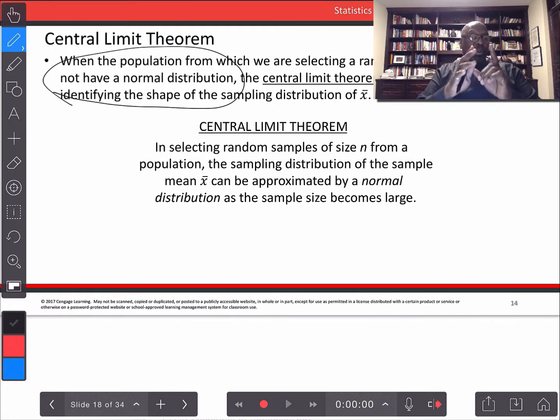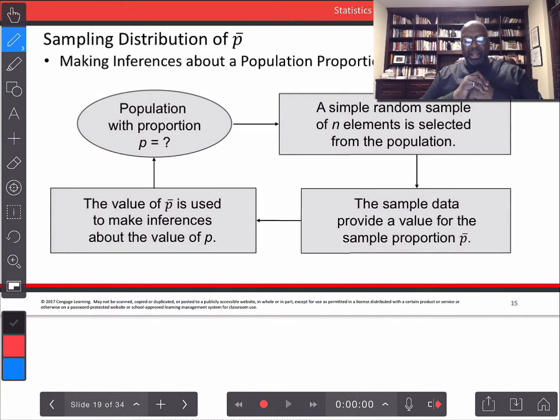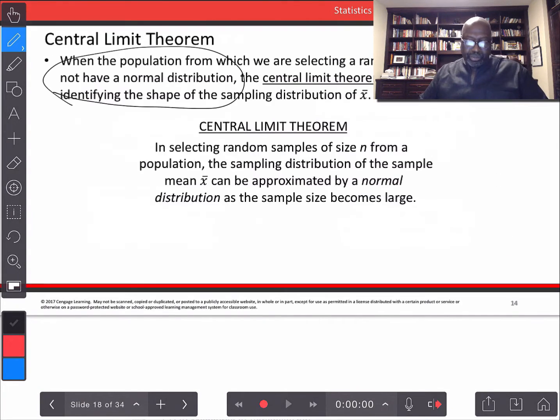When can we say that the sampling distribution is approximately normal? That's when n is greater than or equal to 30. And from there, we could certainly go ahead and do some calculations. So that covers for us the basic idea behind the sampling distribution of the sample mean.